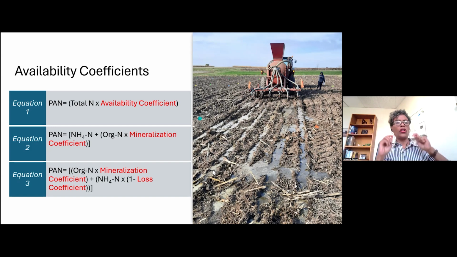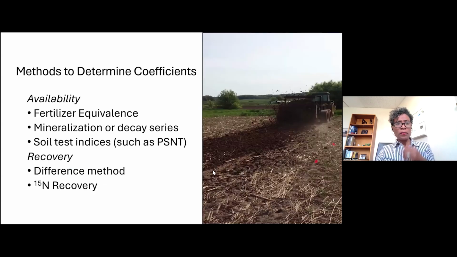Time will not permit me to go into great detail with each one of these equations. But the debate here, the discussion is not whether one is better than the other. I'm just showing you that there's several different ways to calculate availabilities, in particular the plant available nitrogen, right? And what all goes into these calculations.